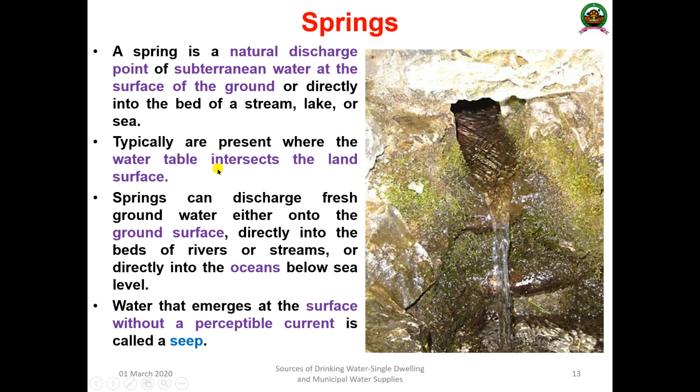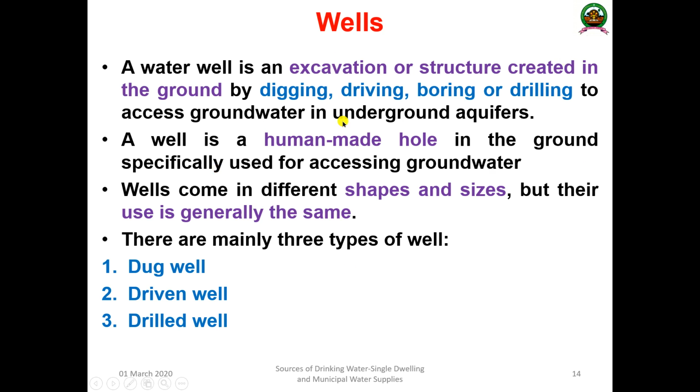So these are springs. Next one, wells. This is another important source of water for single dwelling supplies. You know that wells are the major supply of water for our daily requirements at home, which are individual requirements. So what is a well?